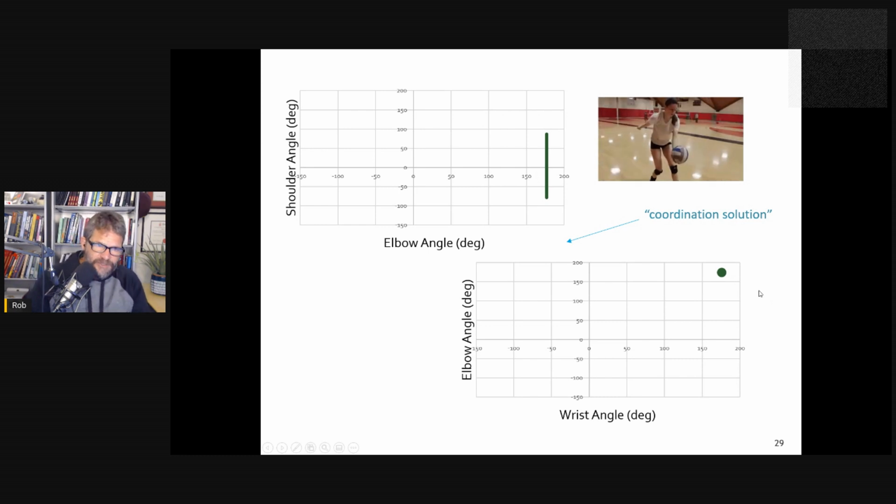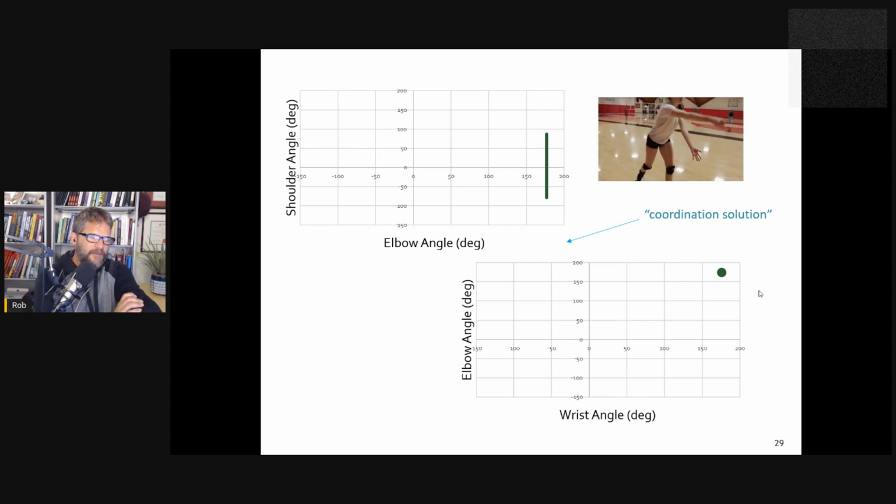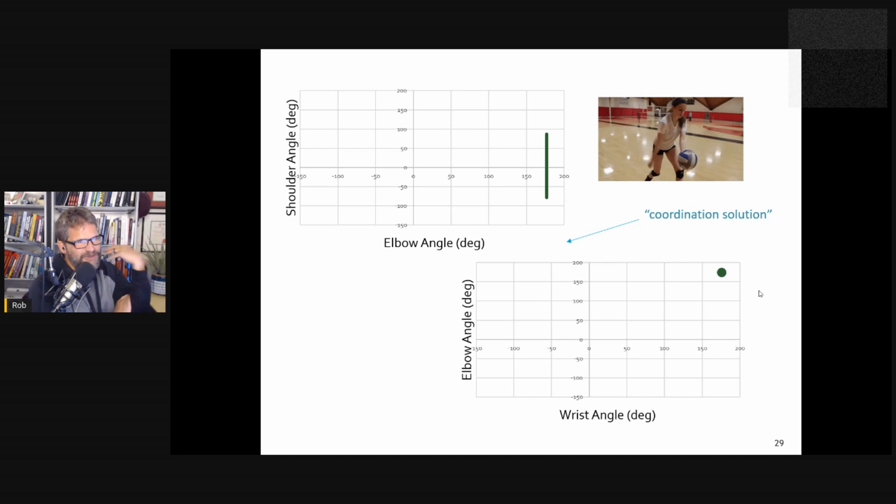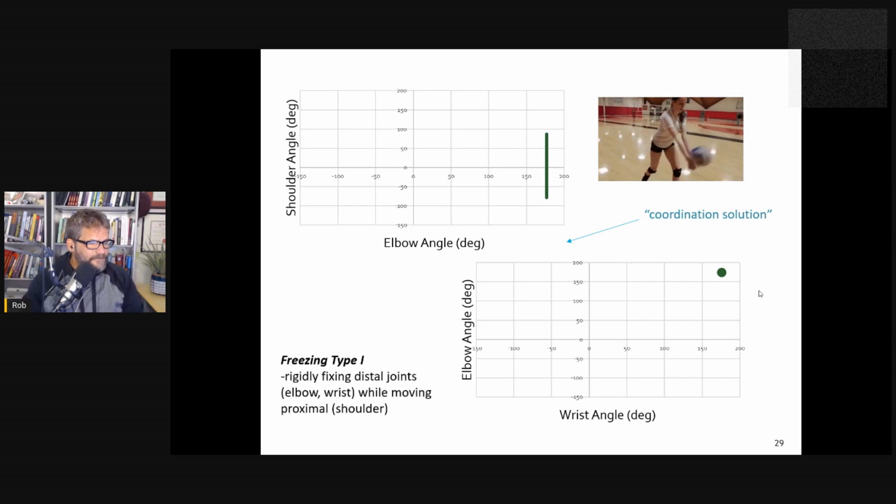So in Bernstein's terms, what we've done is we've frozen degrees of freedom, right? We're locking our elbow. We're keeping our arm straight, so we don't need to decide what to do with our elbow joint, when to bend it, when to rotate it. Same with the wrist. We're doing everything with the shoulder, right? And so we've achieved this solution. And this is what I call freezing type 1, where you lock one of the joints.